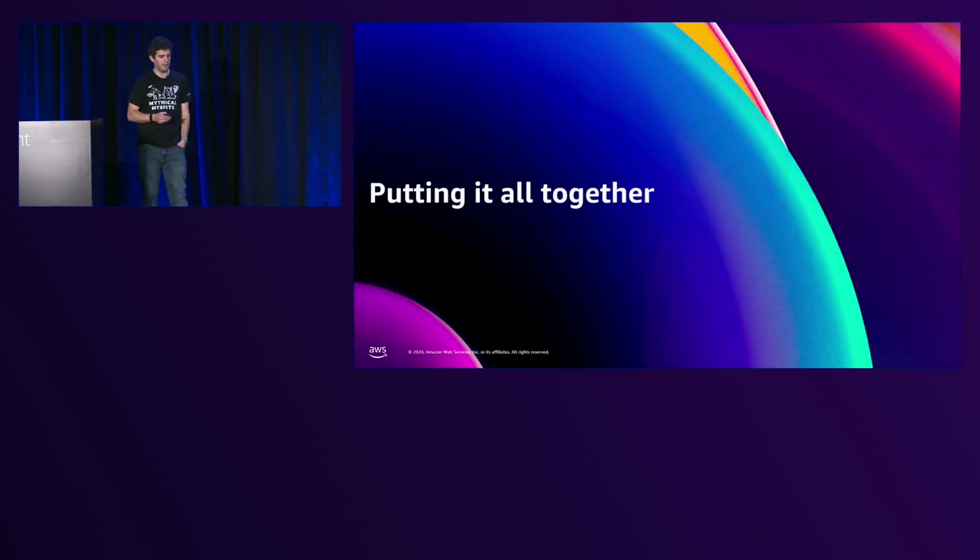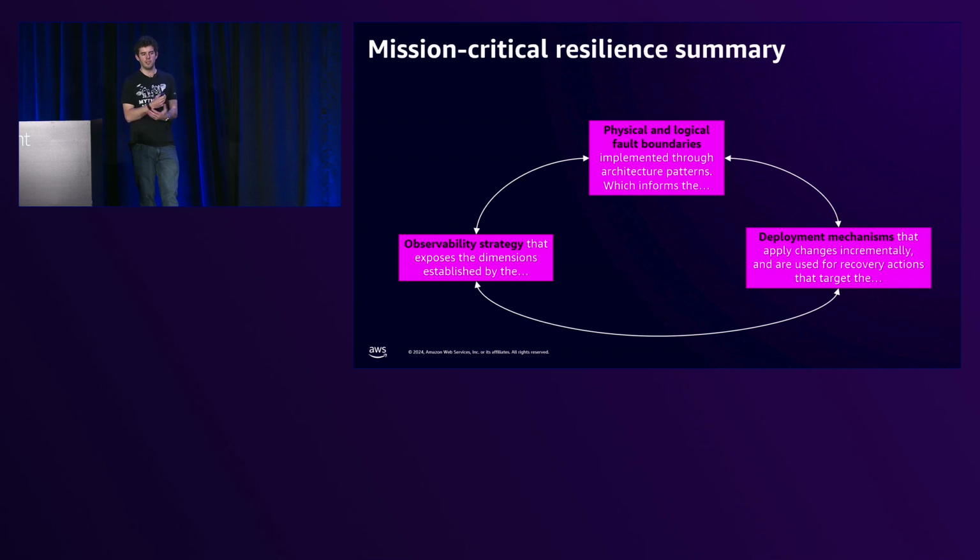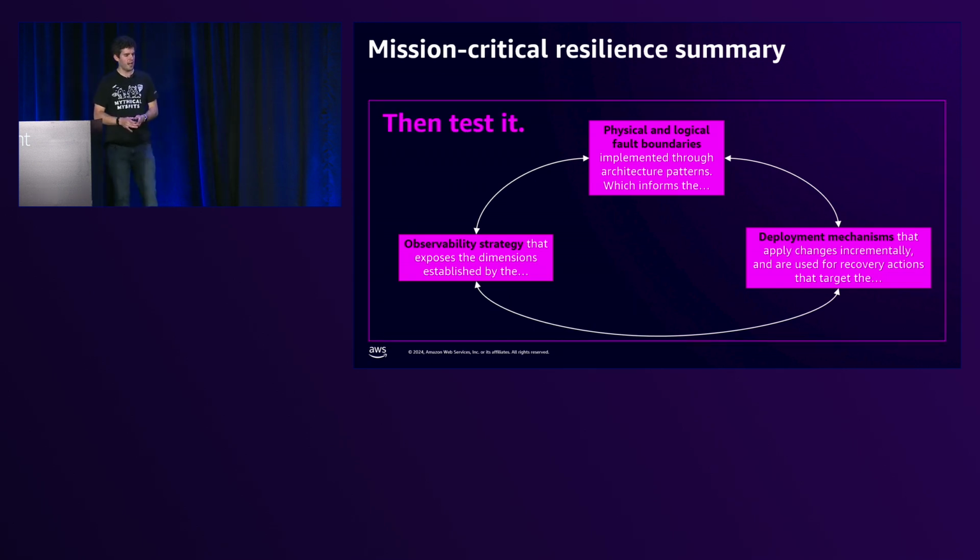So how do you put that all together? It's going to look like this neat little virtuous cycle where you want the physical and logical fault boundaries to inform the dimensions that relate to your observability strategy, and for the boundaries that are defined by both your observability and your fault boundaries to equate to the way that you think about deployment. And the more robust and the more fine-grained you can get the story on this slide, the more prepared you are and the more granularity you're going to have to handle the failures that Werner is saying are going to happen all the time, and the more quickly you're going to be able to recover from the failures that you detect. So you build those things, you get as granular as possible, and then you test it.